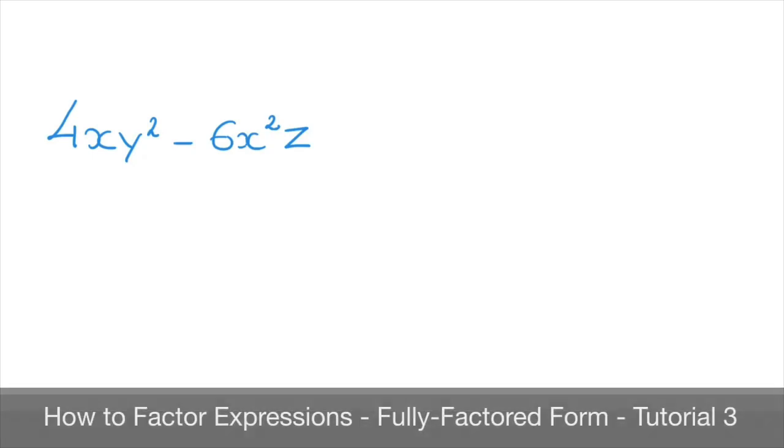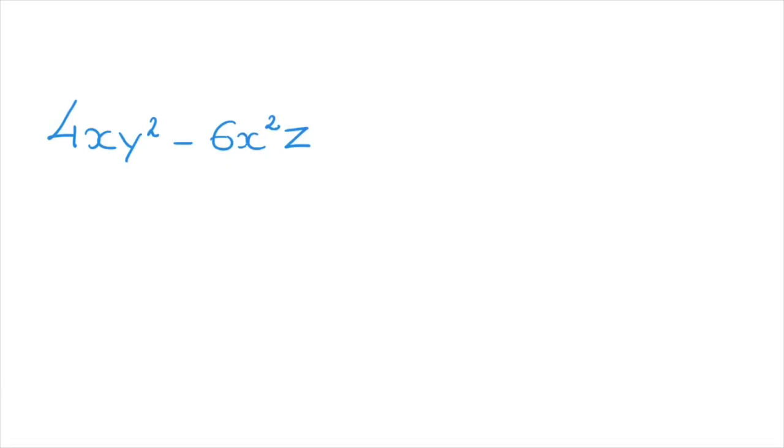In this tutorial, we work through a couple more examples showing how to write an expression in its fully factored form. And the idea really behind this tutorial is to show a couple more complicated examples. So let's get started. Say we're given the expression that we have here, that's 4xy squared minus 6x squared z, and we need to write this in its fully factored form. Well, the method for doing this is still the same.